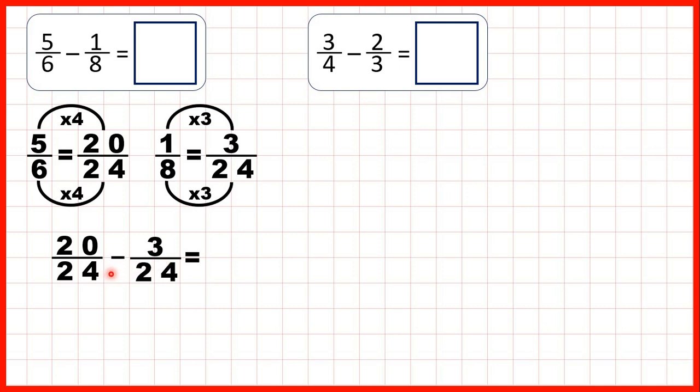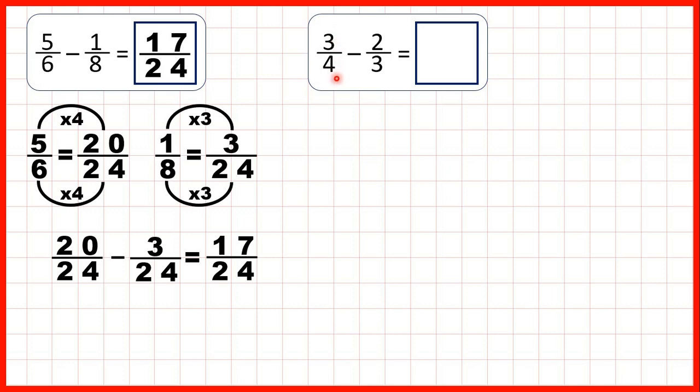Now we have fractions with a common denominator. So the denominator stays the same in our answer, and 20 minus 3 is 17. So our answer is 17 over 24.